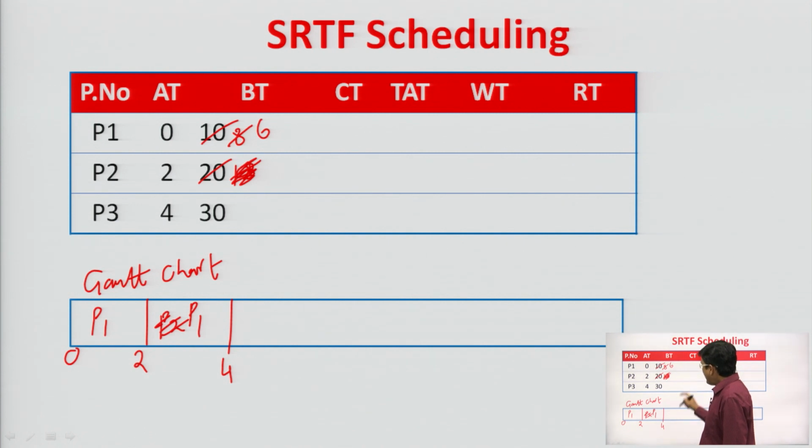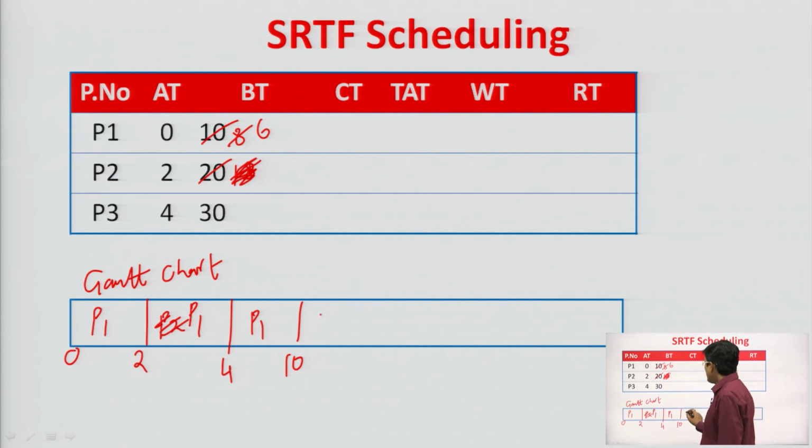Now, at time 4, process P3 has also arrived. So, out of P1, P2 and P3, P1 is the smallest one. So, let us continue P1 only. There is no conflict, so let us run it to completion. 6 is the remaining burst time, so it runs up to 10 and it finishes.